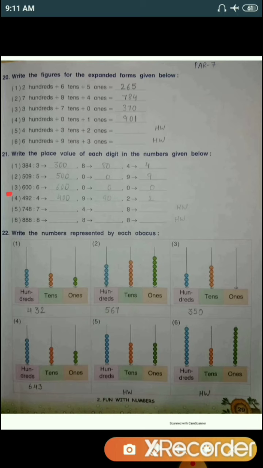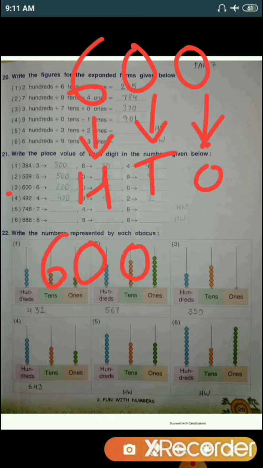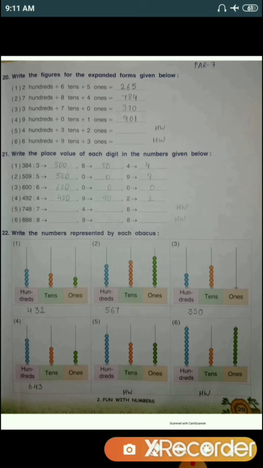After that the number is 600. Again 6 is on hundreds place, 0 is on tens place, and the last 0 is on ones place. So 600, 0 on tens place, and the last one, 0 is on ones place, so again 0. So the value of 6 is 600, the value of 0 is 0, and here the value of 0 on ones place is 0.